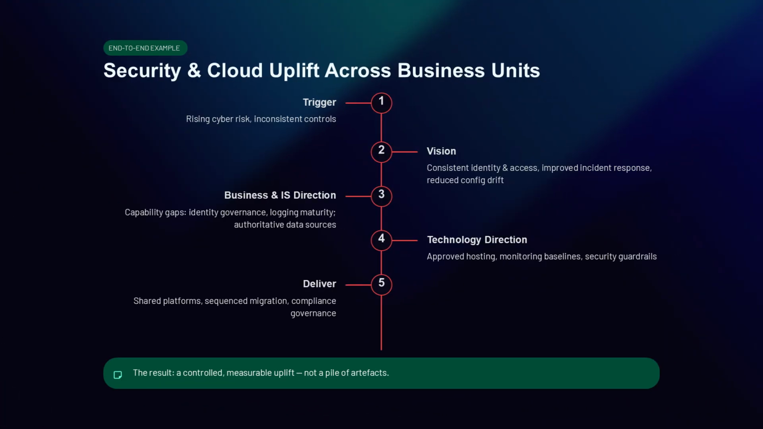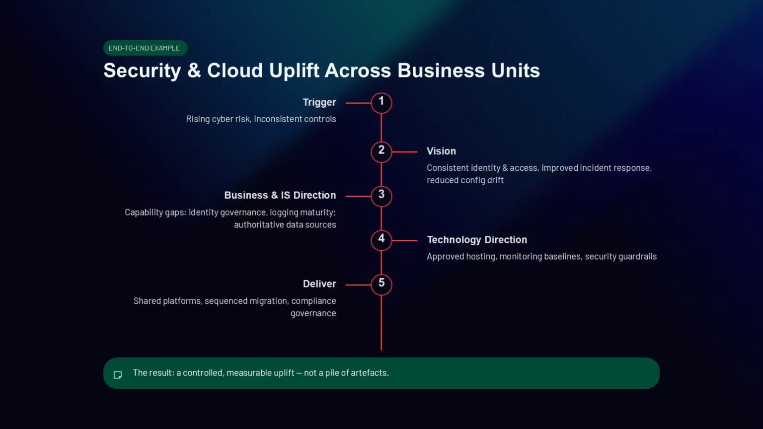With the full cycle in mind, imagine you are leading the architecture development method cycle for a security and cloud uplift across multiple business units. The trigger is rising cyber risk and inconsistent controls across environments. You establish governance conditions, including principles such as secure by design and standard monitoring requirements.